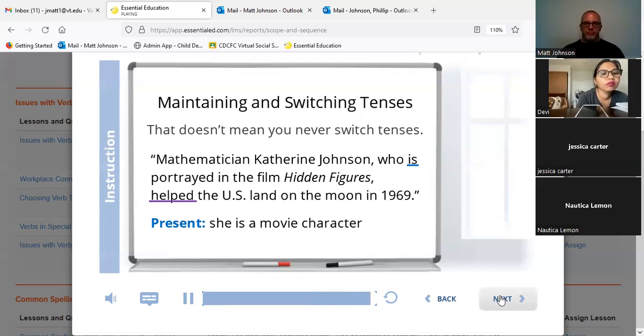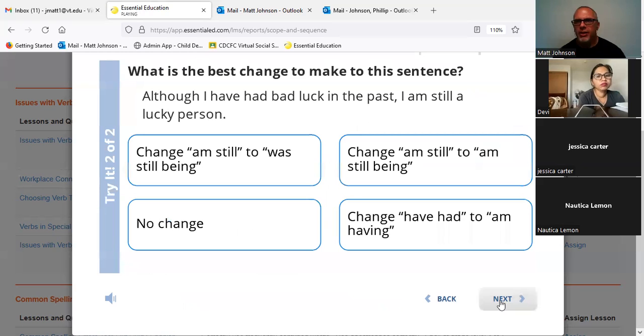So, can you tell when you should switch tenses and when you shouldn't? I bet you can. And of course, usually when you're shifting tenses in a sentence, it's going to be a complete phrase at the very least, maybe even an entire independent clause. But yeah, that's something to look for as well. And let's see here, one more knowledge check, and then we'll take a look at this sentence. Different tenses. What is the best change to make?